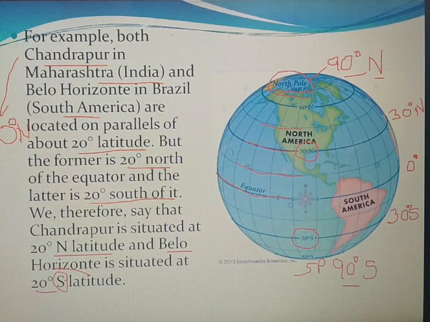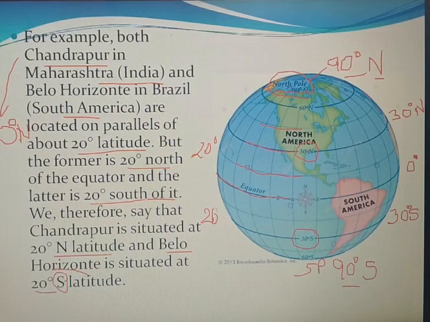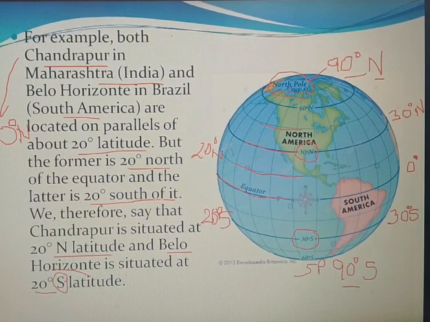So like this we can locate the place, or we can describe more clearly whether that degree is for the northern hemisphere or southern hemisphere, because there will be two areas. If we say 20 degree, there will be 20 degree and 20 degree. One will be in the northern hemisphere, one in the southern hemisphere, and then we get confused whether this 20 degree is for the northern or the southern hemisphere. To clear that doubt, we have to write N or S.